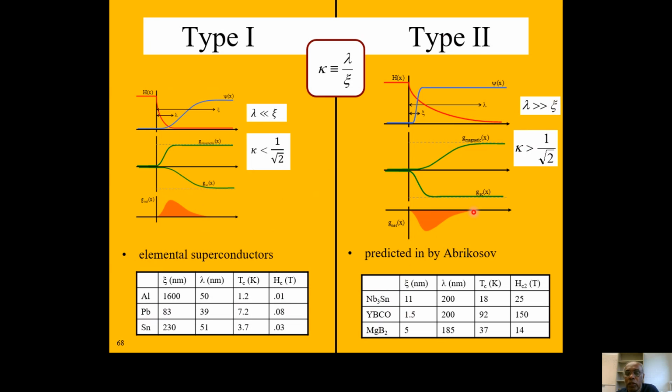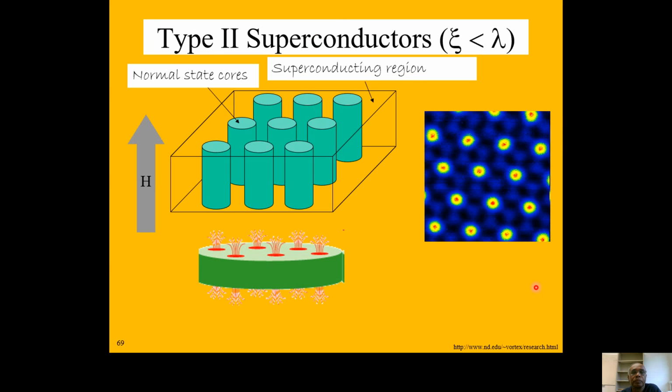In this case, your theta is much smaller than your lambda. Because we know these ones, they have much higher critical temperature and also much higher critical field. In this case, we have these two critical fields, right? So you can see the difference here.